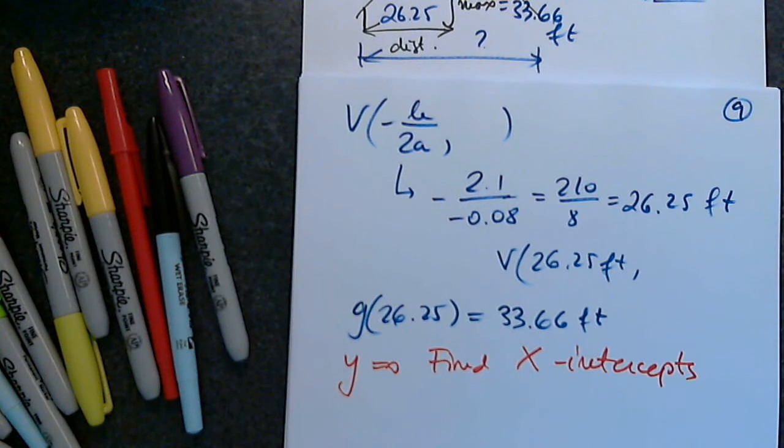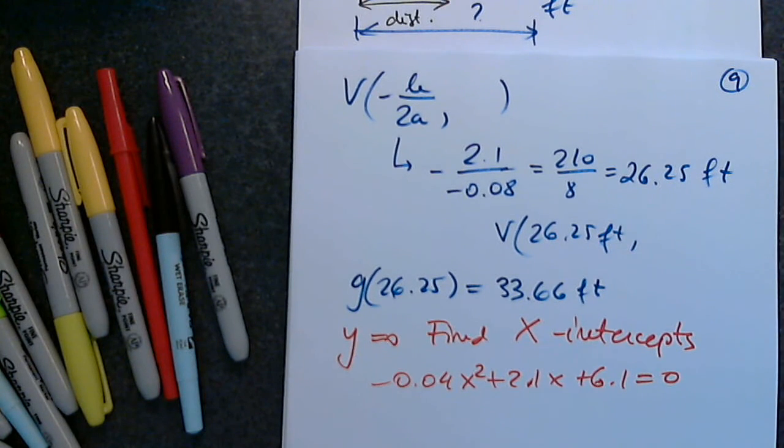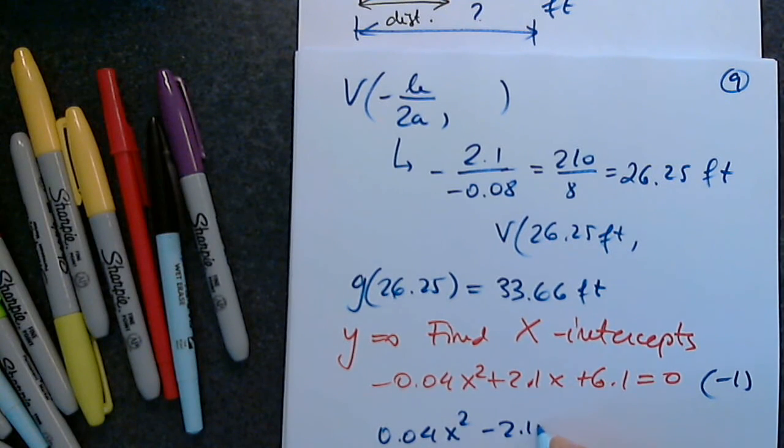How do I find x intercepts? By setting, good, negative 0.04 x squared plus 2.1 x plus 6.1 equals 0. There is absolutely no other way here but to use the quadratic formula. Again, I'm having the same situation like before, which I refuse to work with. I will multiply or divide both sides by negative 1. So I have 0.04 x squared minus 2.1 x minus 6.1 equals 0.